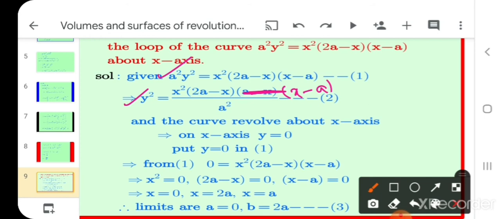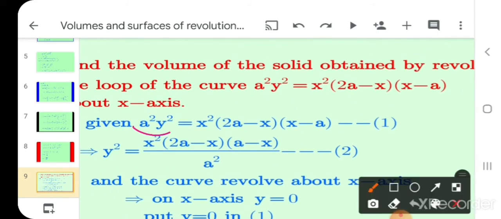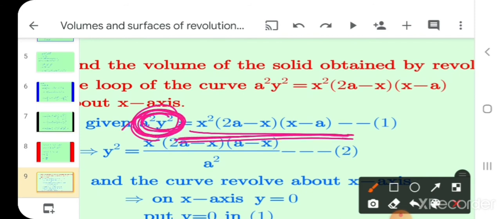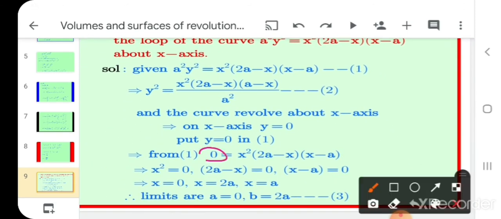What do we find here now? Limit values. On the x-axis, we know the value of y. What is the value of y? Y equals 0. So I substitute y equals 0 in 1. Here I put y equals 0. Then LHS is 0. Then what is the remaining term? X square into 2a minus x into x minus a. LHS is 0, so the remaining term is 0. That implies x square into 2a minus x into x minus a equals 0.